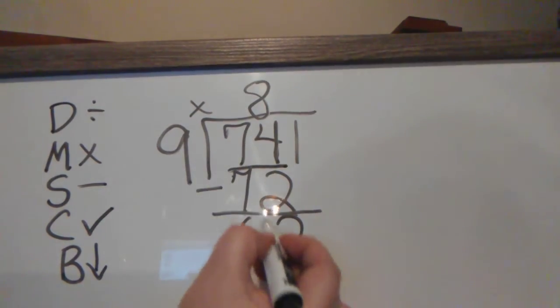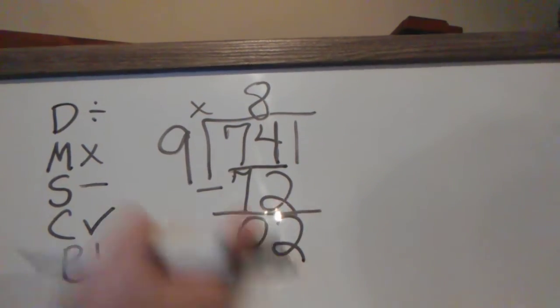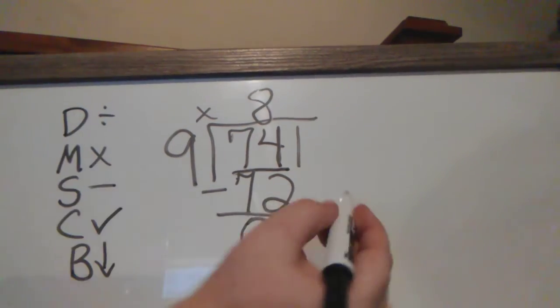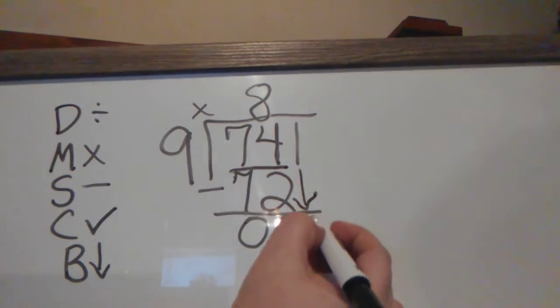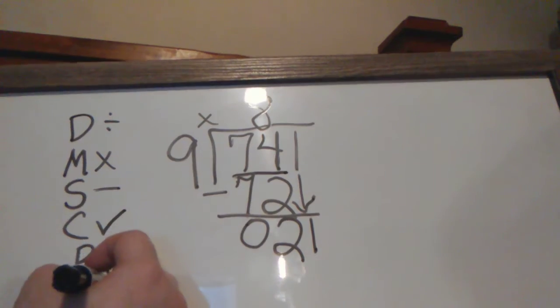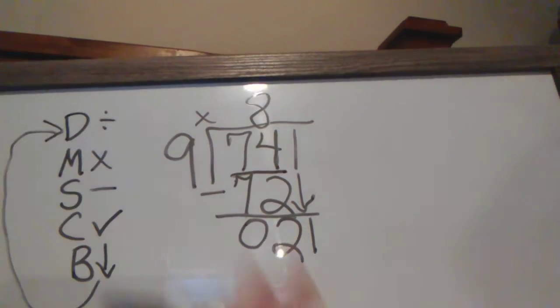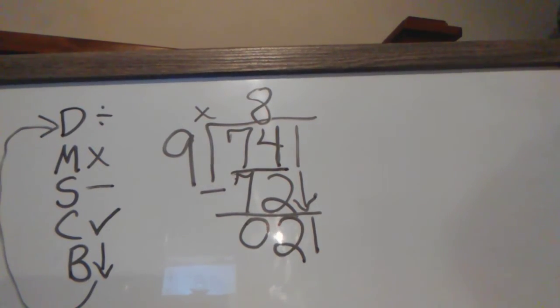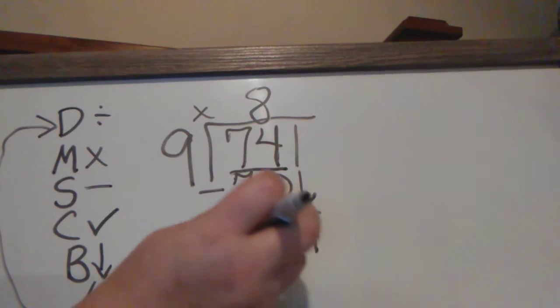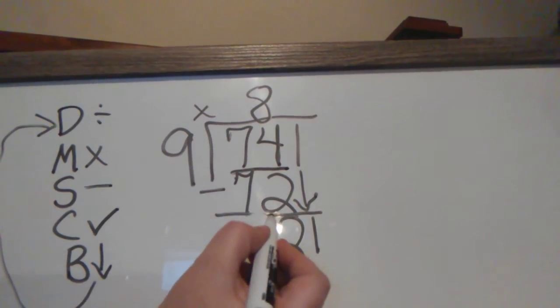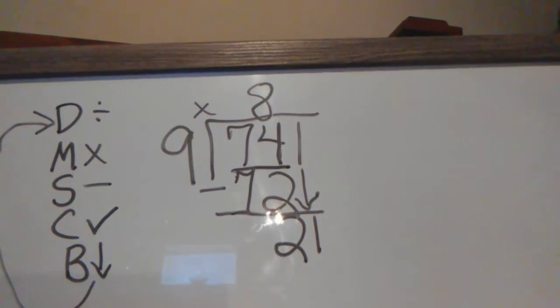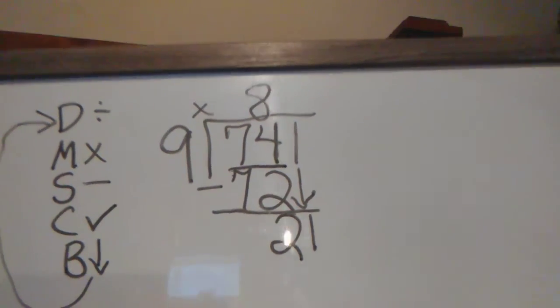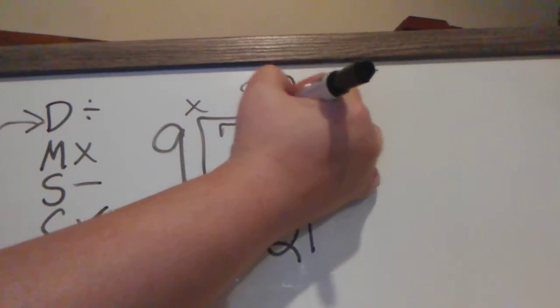Subtract, 4 minus 2 is 2. 7 minus 7 is 0. Check, 2 is less than 9. Bring down, and all we have to bring down is a 1. Once you bring down, you start back over until you have nothing left to bring down. So now we want to know what's 21 divided by 9. Well, 9 times 2 is 18. 9 times 3 is 27. So we have to use 2.